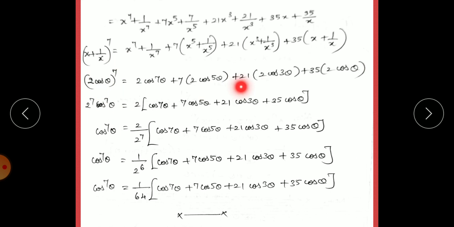Now 2 is common in all the terms, so we can take 2 outside and leave the remaining terms. Then the 2 power 7 should move to the other side, that is 2 divided by 2 power 7 into the remaining terms. If you cancel 2 and 2 power 7, you will get 1 by 2 power 6 into the remaining terms. So 2 power 6 can be written as 64. So cos power 7 theta equals 1 by 64 into the remaining terms. You have to write this, and that ends the problem.